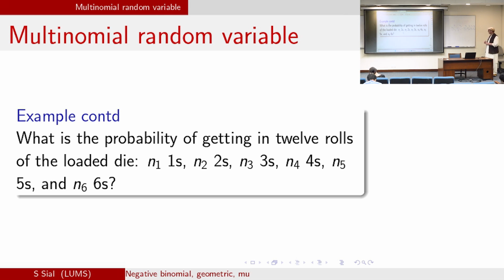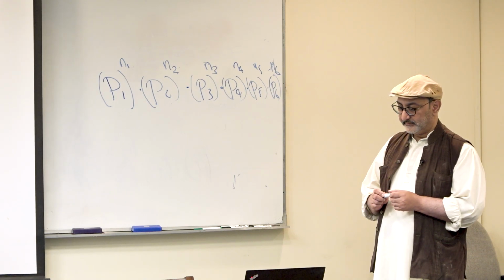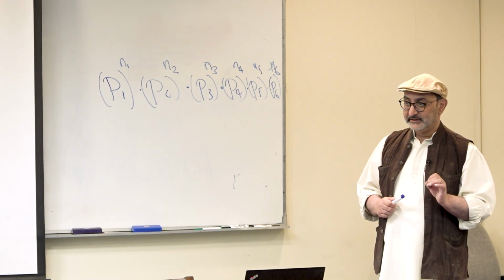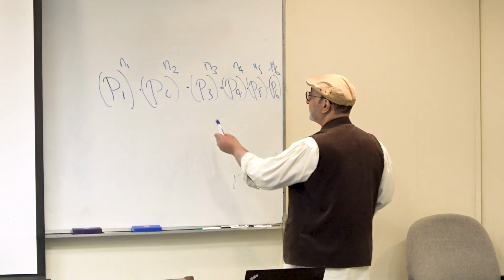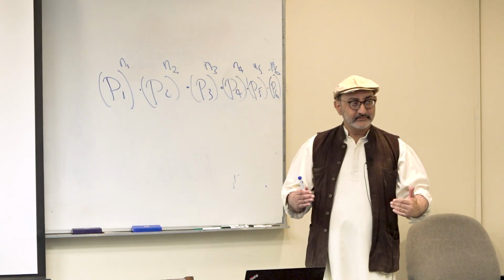So if we work out how many rearrangements there are of these results, then multiply them by this probability, that'll be the probability of getting n1 1s, n2 2s, n3 3s, n4 4s, n5 5s, and n6 6s in any order, right? Now in this particular case, we're saying there are 12 rolls. So that means these exponents n1, n2, n3, n4, n5, n6 have to add up to 12.